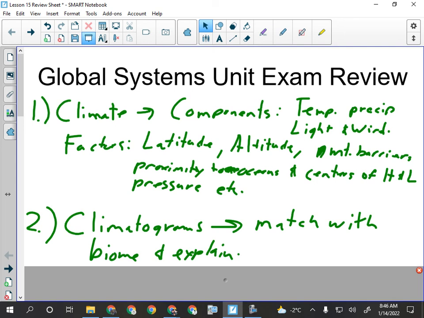Does that make sense to everybody? So it's a 5-mark question. 3 of the marks are for your interpretation of the climatogram, 1 mark for the correct biome, and 1 mark for kind of tying it together.